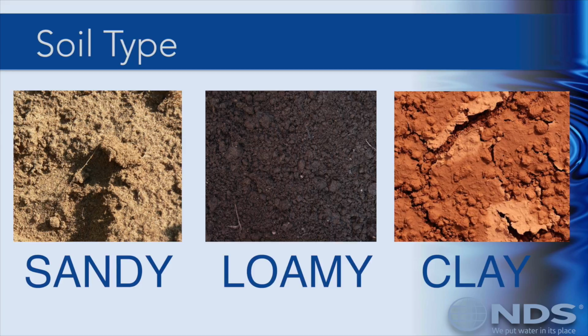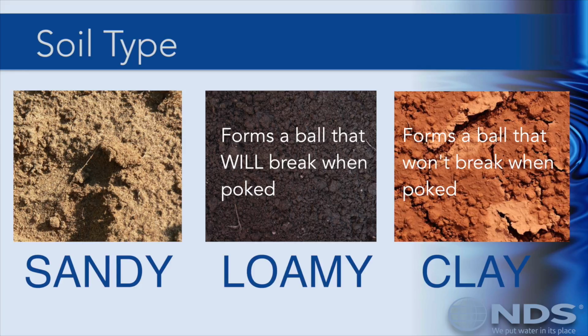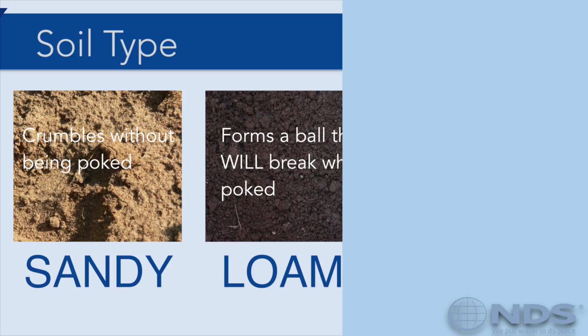Take a fistful of moist soil, squeeze it in your palm, and then open it to examine the soil. Clay soil will form a ball that will not break when poked. Loamy soil will form a ball that will break when poked, and sandy soil will crumble without being poked at all. Clay soil will have the lowest infiltration rate and therefore the most runoff. Note the soil types on each area of your diagram so you have them later for when we size components.